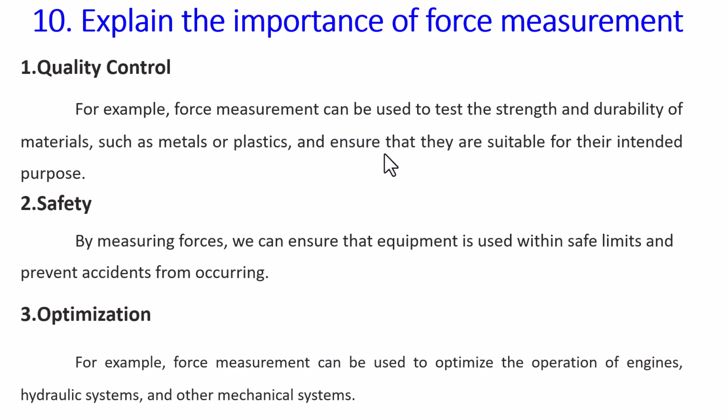So if we are manufacturing some particular component, it has to resist some particular force. In quality control, we have to check whether it can resist that much force or not. That is why we measure force. Second is safety. By measuring forces, we can ensure that the equipment is used within safe limits and prevent accidents. If the force exceeds the limit, the component may collapse or cause an accident. So as a safety precaution, we have to measure the force acting on that component or machine.